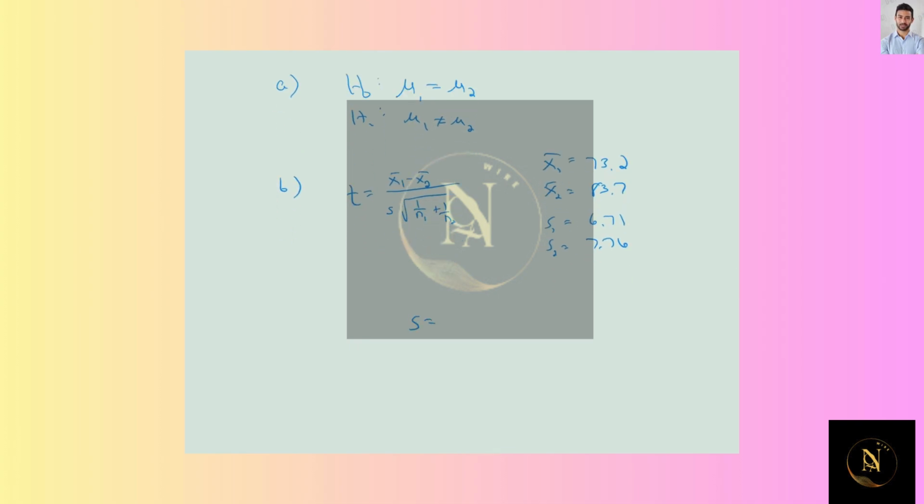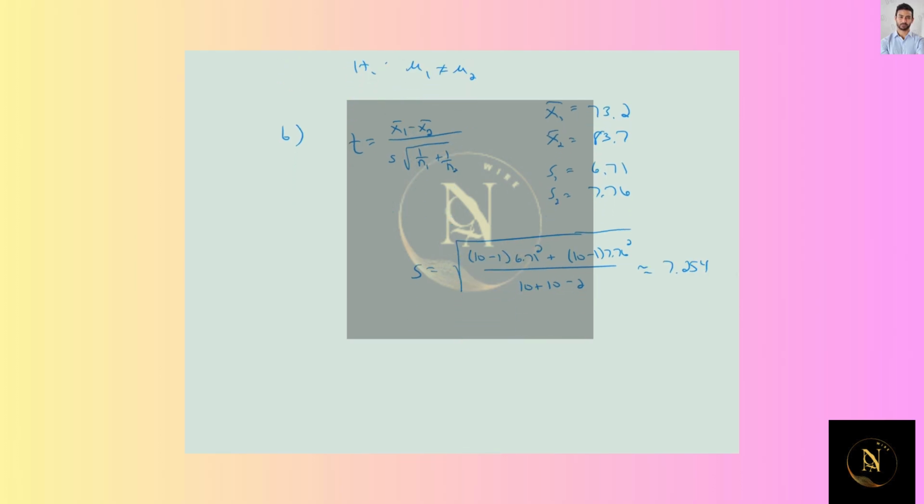So the pooled standard deviation is the square root of the sample size from the first group, which is the ACTH group, minus 1 times its standard deviation squared, plus the second sample size minus 1 times its standard deviation squared, over the sum of the two sample sizes minus 2, which comes out to 7.254.